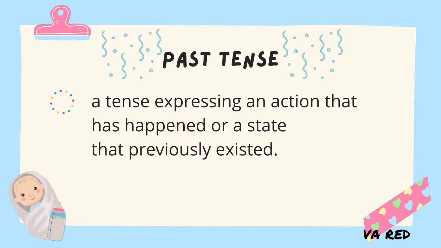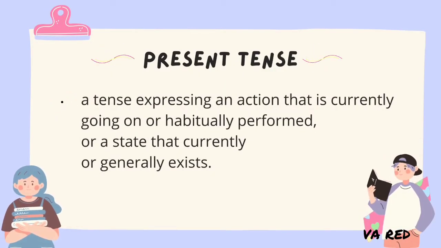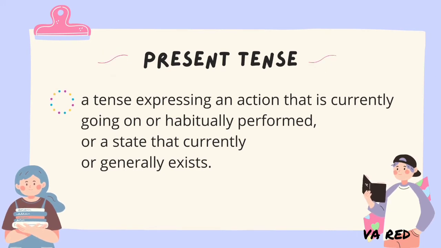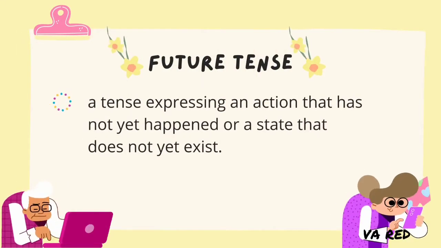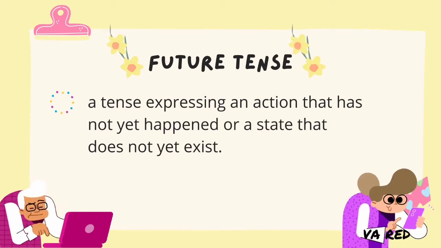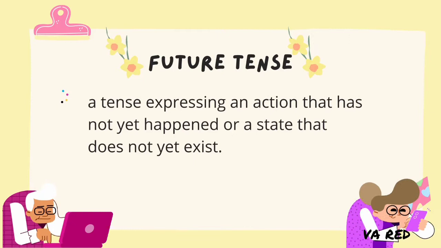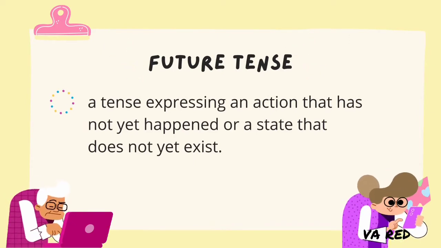Ito yung mga naganap na. Second is present tense, a tense expressing an action that is currently going on or habitually performed, or a state that currently or generally exists. Ito yung kasalukuyan. And the last one, future tense, a tense expressing an action that has not yet happened, or a state that does not yet exist. Ito yung mga magaganap pa lamang.